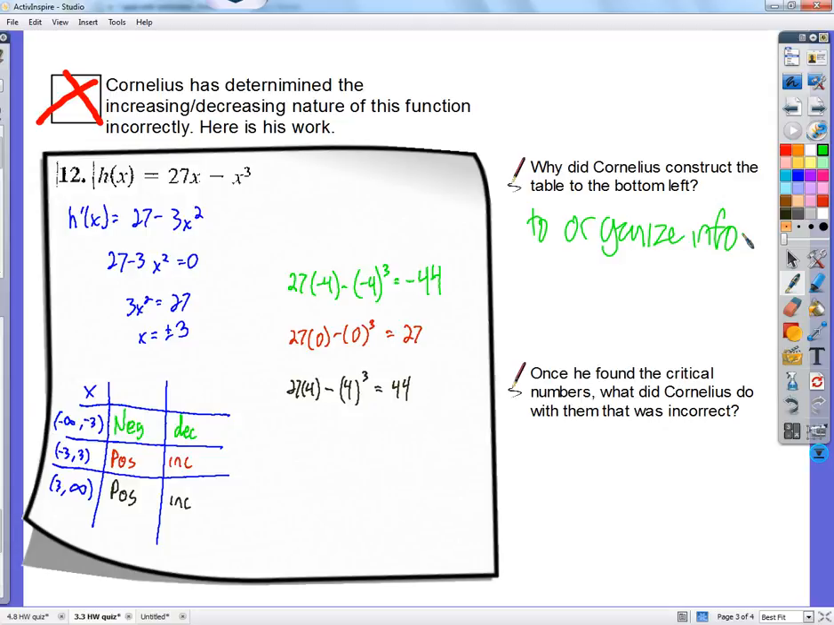Okay, so once he found the critical numbers, what did Cornelius do with them that was incorrect? Sarah? Because he plugged the values in the original function and not in the derivative. Should have been in the derivative. And so can we run through why that is? Why are you plugging them into the derivative?